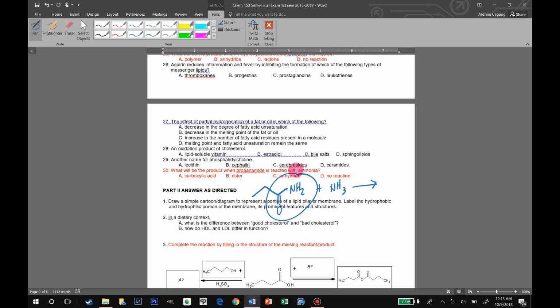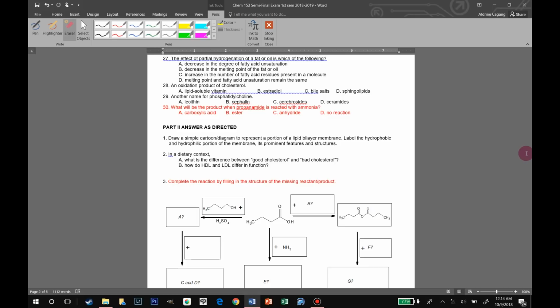Your esters, they can be converted to amides, but your amides, they don't want to be converted to other carboxylic acids, and they don't actually react at all. They are only able to undergo hydrolysis reactions. So with ammonia, actually no reaction is going to occur. So the correct answer for number 30 is no reaction.